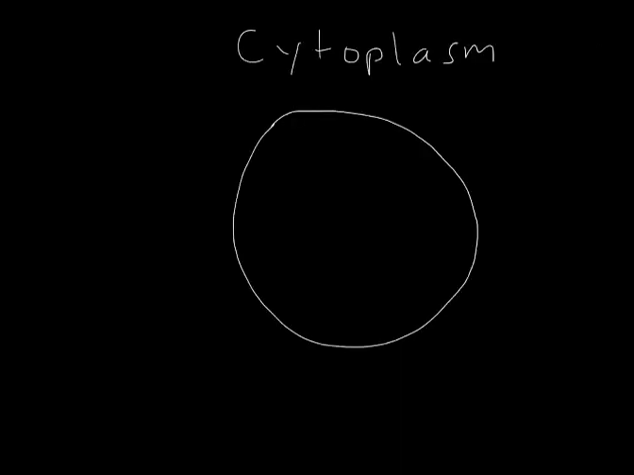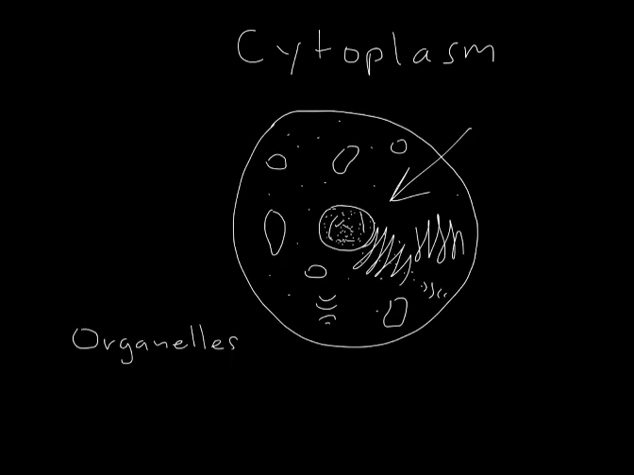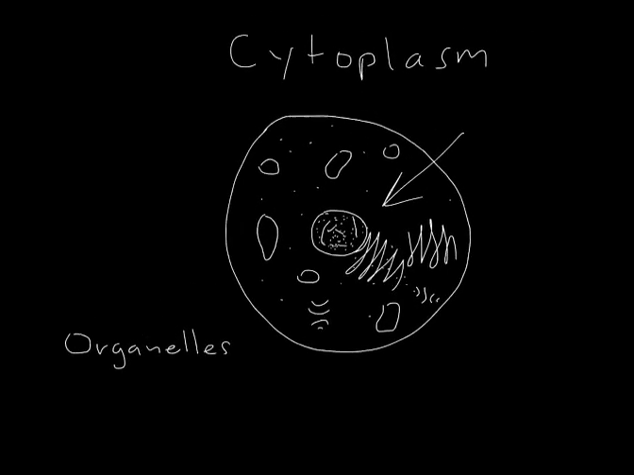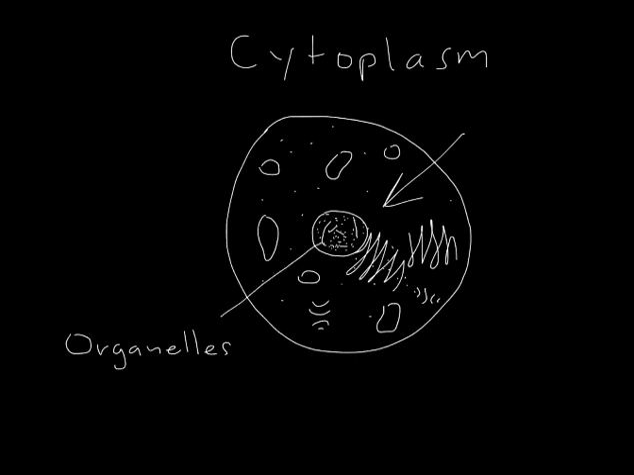The cytoplasm, or the cell's contents, contains 75 to 90% water. It contains organelles, which are tiny organs in the cytoplasm. Cellular organelles include the nucleus, endoplasmic reticulum, Golgi bodies, mitochondria, lysosomes, and ribosomes. And many others.